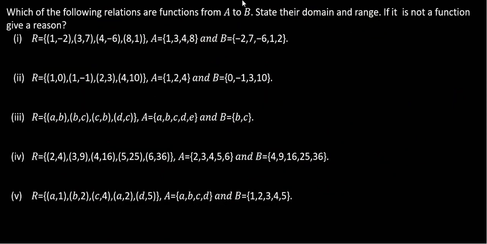Now let's look at this one. If you look at this one, they're saying which of the following relations are functions from A to B? State the domain. If it's not a function, give a reason. So in this situation, what would be the domain? The x-axis, right? In the x-axis, we have 1 there, then 3, then 4, then what? 8, like that, right? So we have 1, 3, 4, and 8. That's the domain.